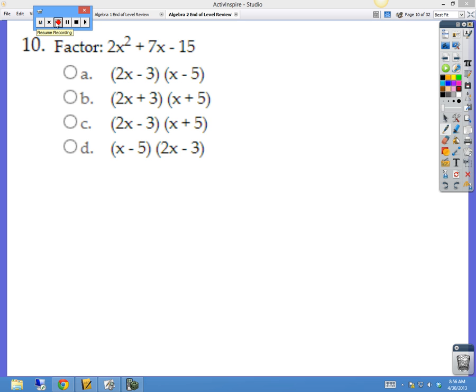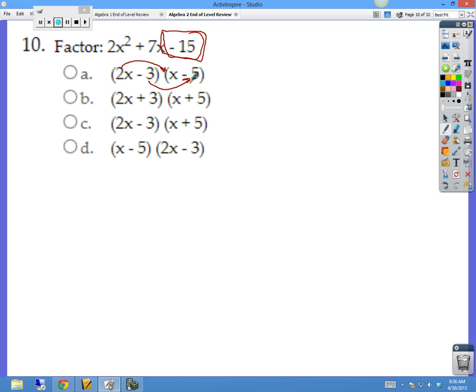This one you could totally do Streetsmarts. So you go through your answers and you can multiply it forward to see which one gives you 2x squared plus 7x minus 15. But look at this last number. How do you get the negative 15? You times the last two together, right? So you can kill A, that's going to give you positive 15. You can kill B, that's going to give you positive 15. C could work, and D cannot, so it's got to be C.